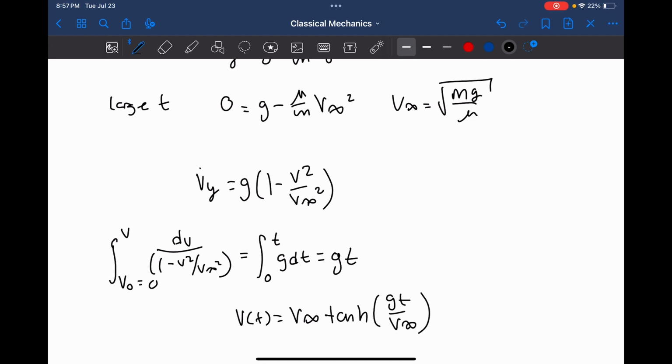Now this hyperbolic tangent looks like this, where this is 0 and this is 1. And this is minus 1. So we see that as t goes to infinity, we're going to get that the velocity reaches terminal velocity because this function here will go to 1, which is exactly what we would expect.